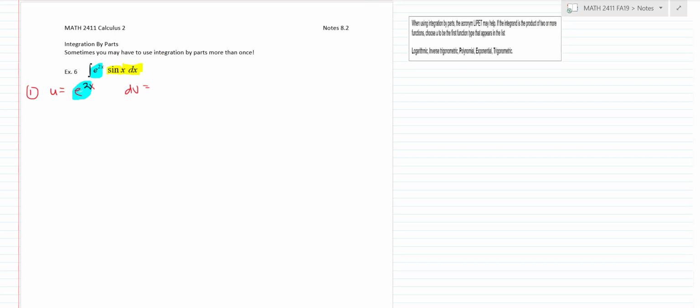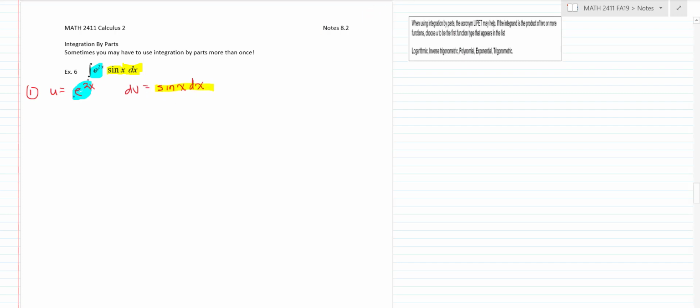And remember, what we've been trying to do is dv needs to be something that's pretty easy to integrate. So it's easy to integrate the sine. And du is something that's pretty easy to differentiate. Now you could probably try this problem both ways. Let's go with it this way, all right, and see where this leads us.